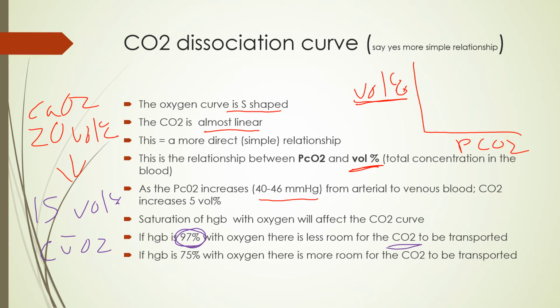All right, so if we're left shifted for some reason, we're going to have a lot harder time getting CO2 eliminated from the body. If our hemoglobin on the other side of things is only 75% saturated with oxygen, then we have lots of room for CO2 to get eliminated by the body. So why do I bring this up?